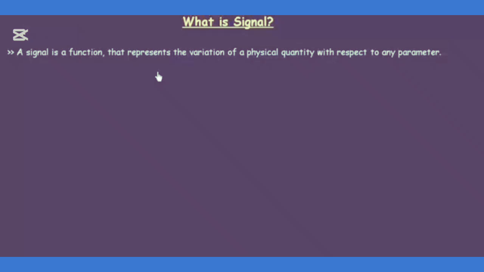We will first see what is a signal, then we will see what is an analog signal, a discrete time signal, and then we will see what is a digital signal so that we can start our digital electronics course. So let's move to the signal. What is it? A signal is a function that represents the variation of a physical quantity with respect to any parameter. Any parameter is the independent quantity, and it is generally time or distance.